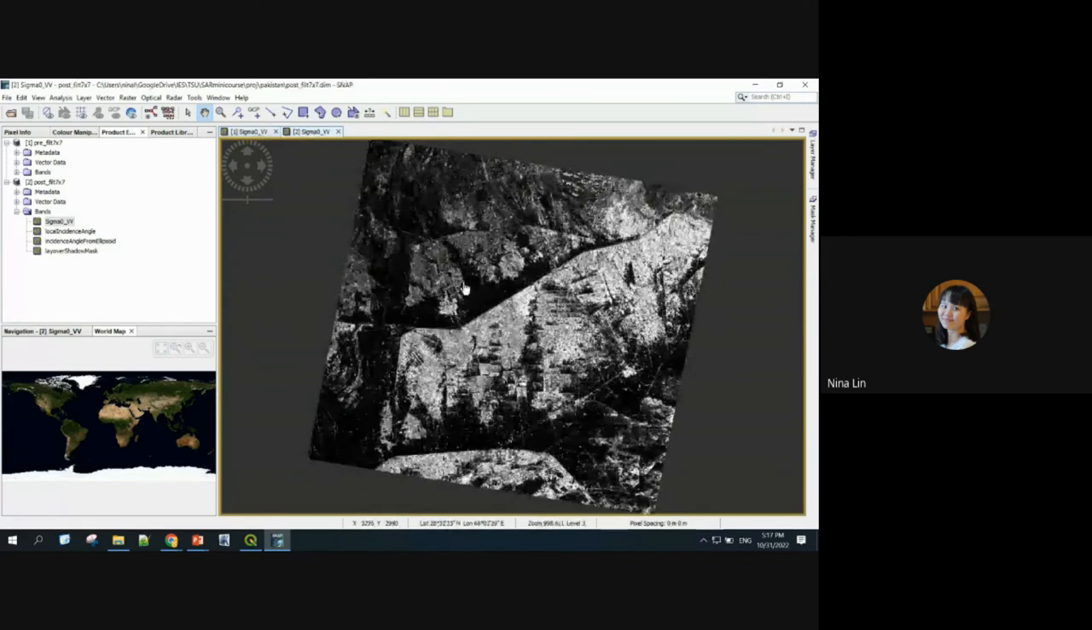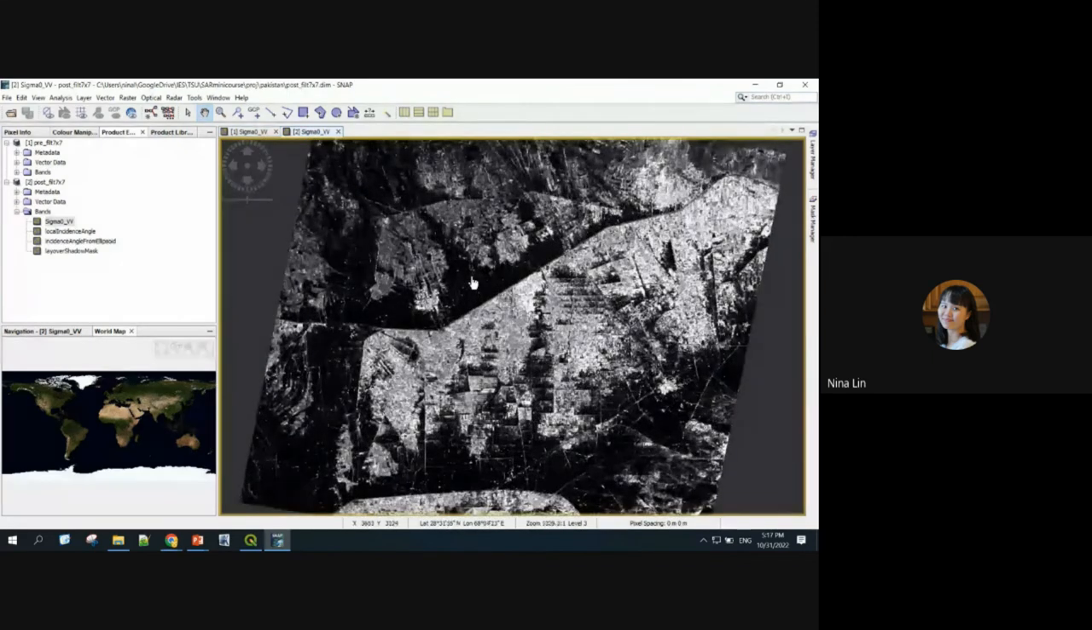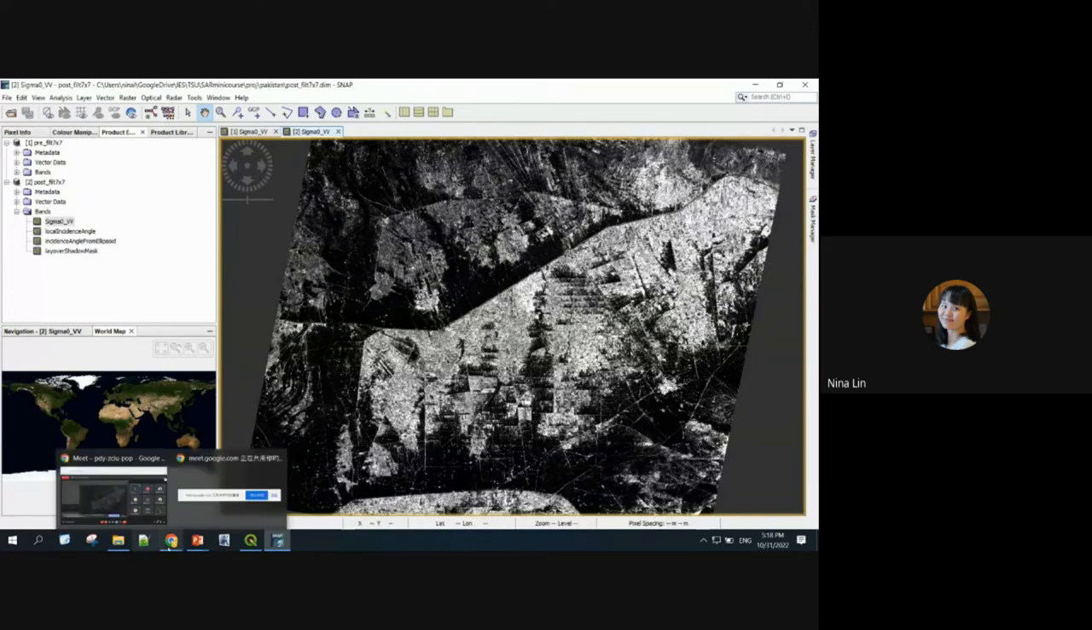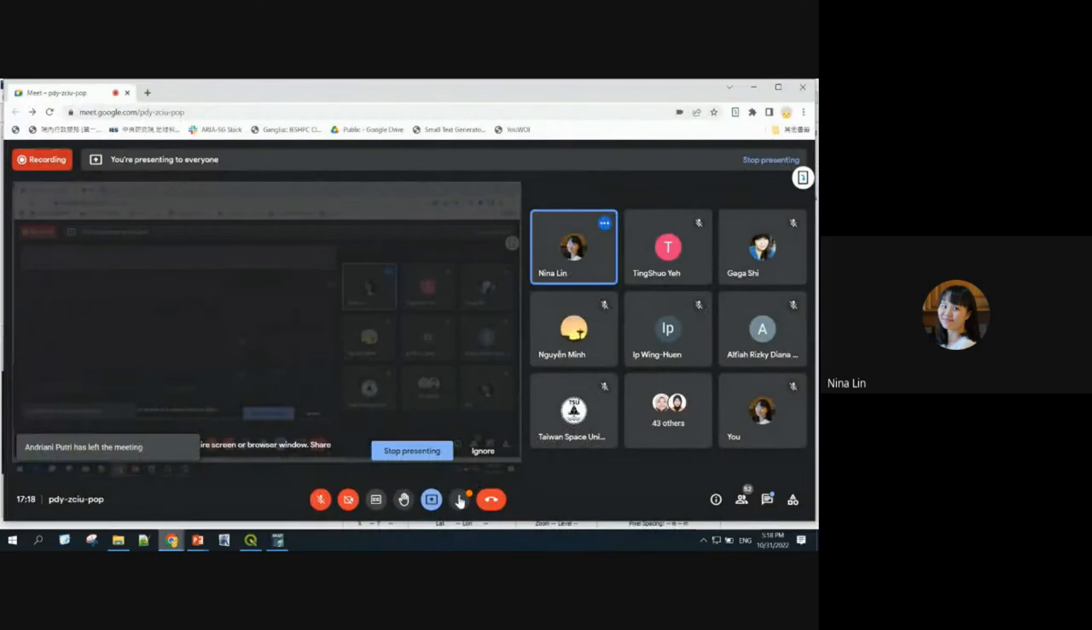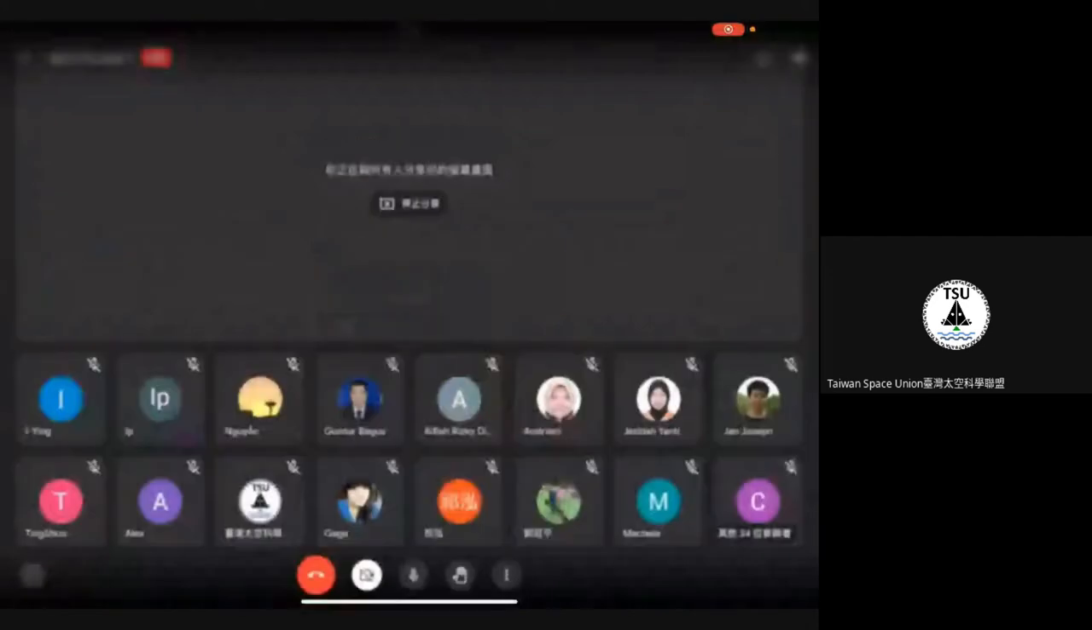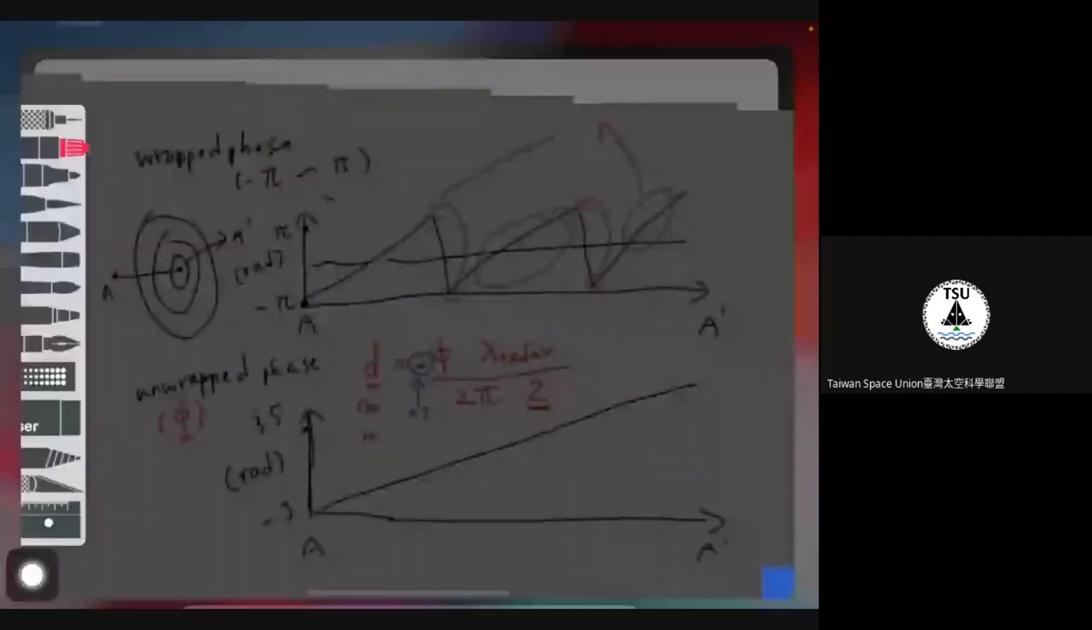Okay, and the reason is very simple. Maybe I should just quickly share my screen again. Okay, I want to share my screen here. Okay, so back to the sketch.